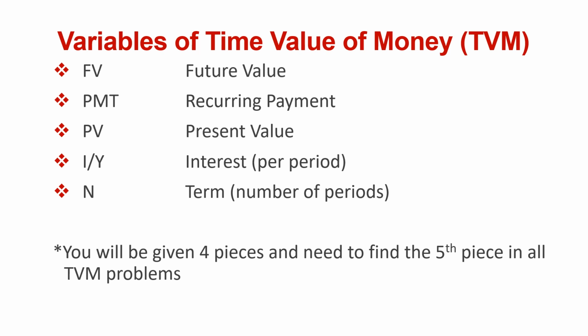There are 5 variables in time value of money calculation, which are future value, recurring payment, present value, interest rate per compounding period, and the number of periods. If 4 of these variables are known, you should be able to solve the 5th variable using your financial calculator.